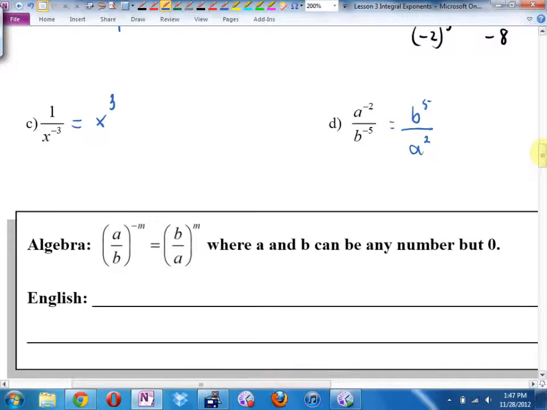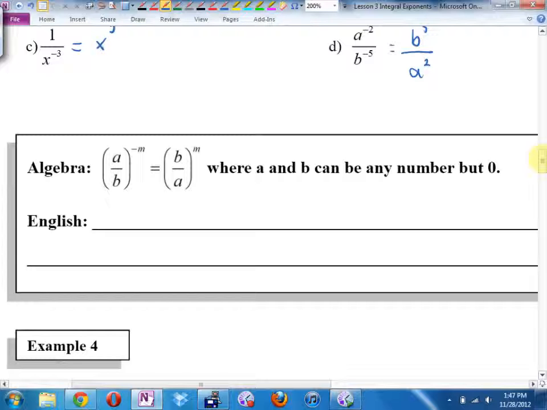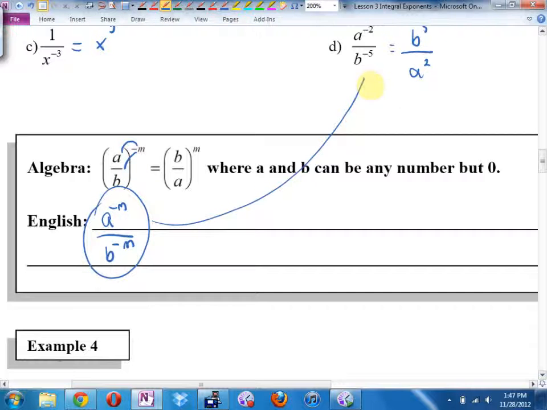Okay, what if you have a fraction to a negative exponent? Now, they wrote this. A over b to the negative m equals b over a to the m, where a and b can be any number. I usually just do this. I would go a the negative m over b to the negative m, because didn't our power to a power rule for brackets for fractions say that it goes on the top and the bottom? And isn't this here exactly like we just did right there?